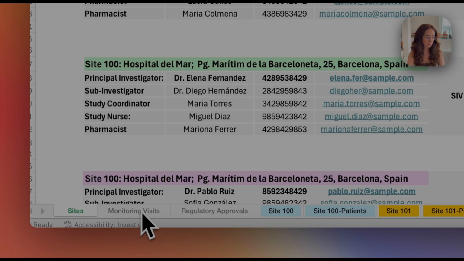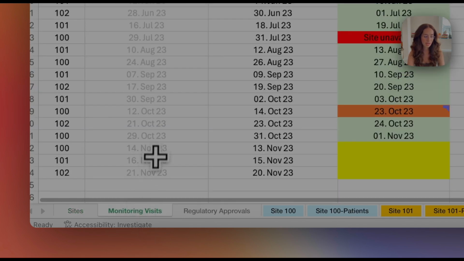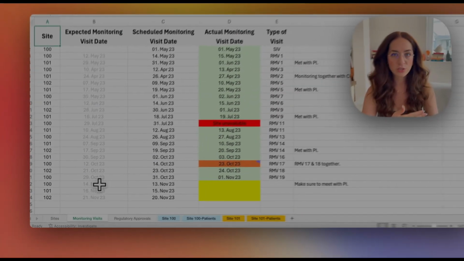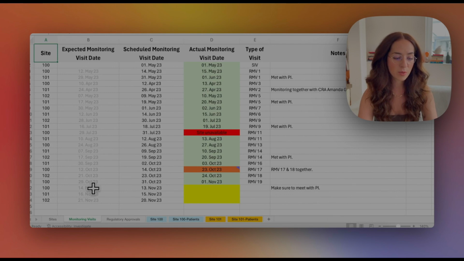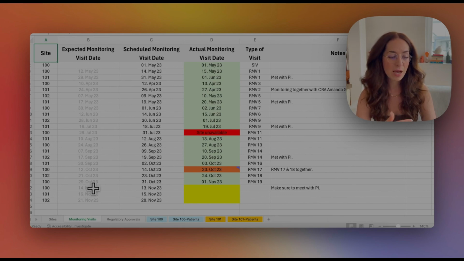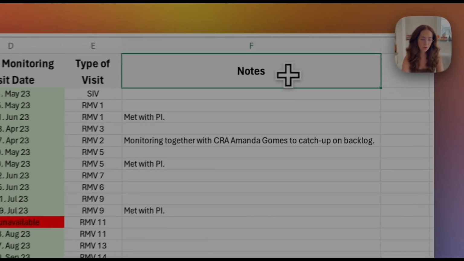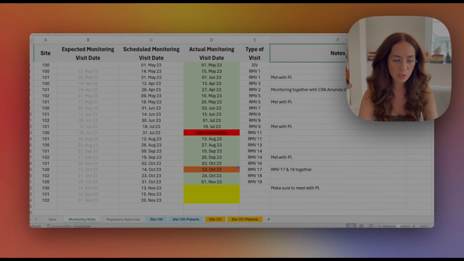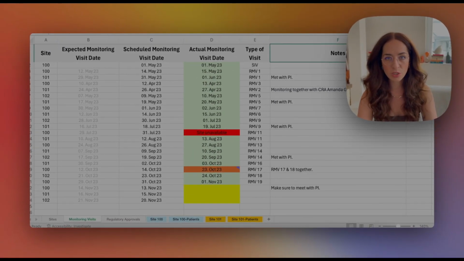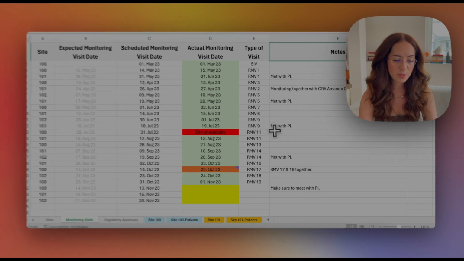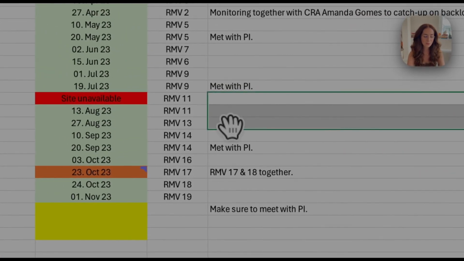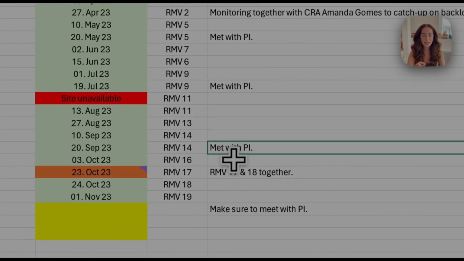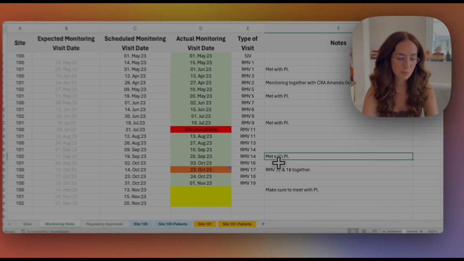The next thing I like to keep track of is my monitoring visits calendar. Not only how many monitoring visits I have performed, but also the monitoring visits that are coming up. I also like to keep a note column here in case I need to have a specific reminder for my monitoring visit that day or the next monitoring visit. Maybe I haven't seen the principal investigator for 3 consecutive monitoring visits and I want to make sure that at the next monitoring visit I will see my PI.